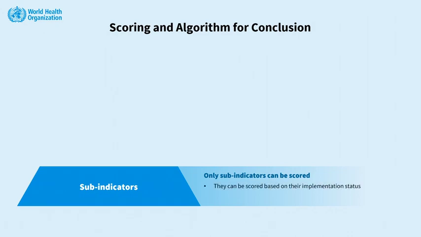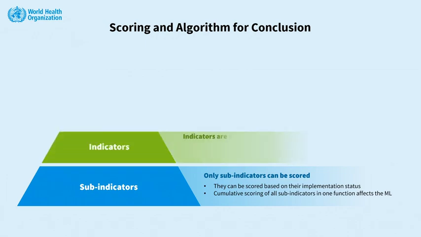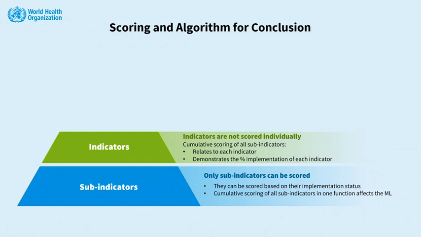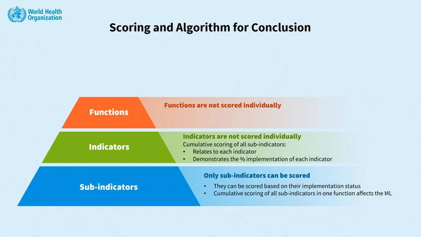They are scored based on their implementation status, such as not implemented or partially implemented. Cumulative scoring of all sub-indicators in one function affects the maturity level of that function. Indicators are not scored individually. The cumulative score of all sub-indicators related to one indicator will demonstrate its implementation percentage. Similarly, the regulatory functions are not scored individually. The maturity levels of these functions are based on the level of implementation of sub-indicators and their associated scores.